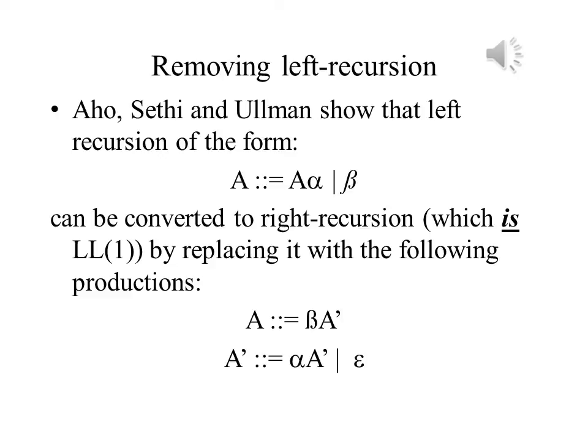Aho, Sethi, and Ullman's classic textbook on compiler construction addresses this problem. Any production of the form A derives A alpha or beta will produce a beta, whatever that might be, followed by a list of alphas. Let's use that to our advantage and rewrite our productions. We'll replace it with A derives beta A prime. We know it has to start with a beta eventually. Then A prime will derive alpha A prime, or the empty string. This will give us what we need to parse the program.